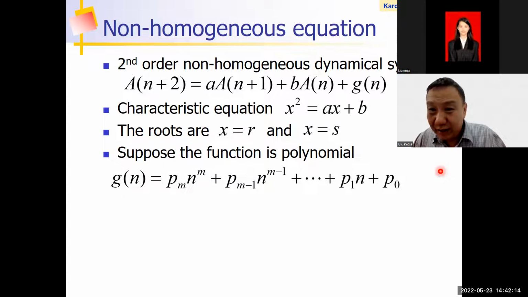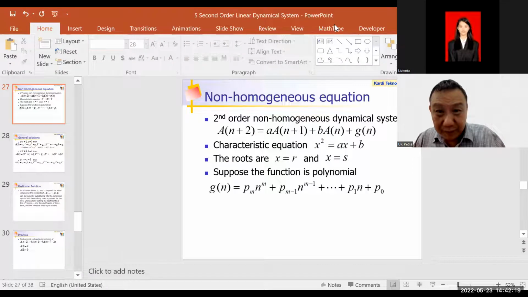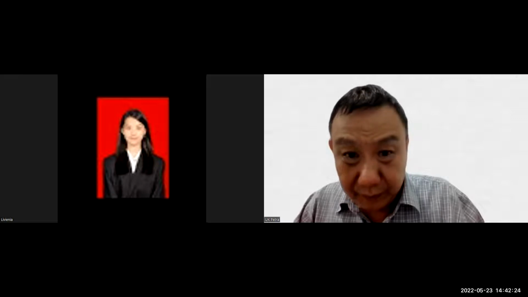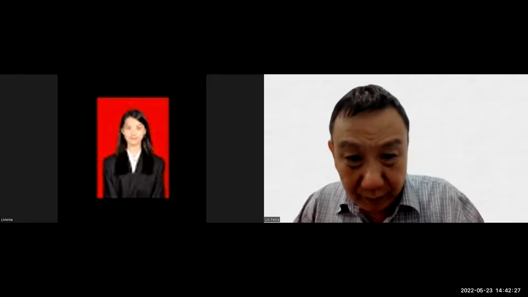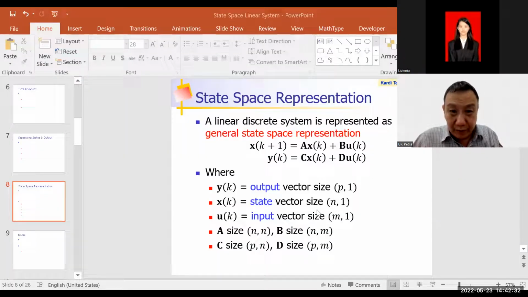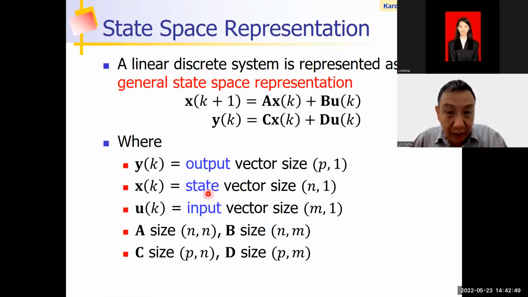I hope this is clear. Now I make it into two equations. One is the X and the other one is Y. Can you see it here?